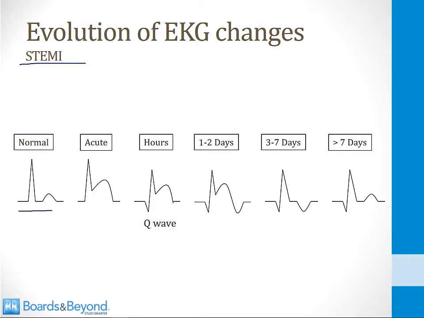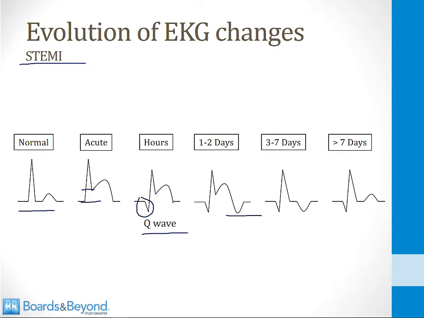So it begins as a normal looking ECG on the left. Acutely, the ST segment rises as shown here. That's what we talked about in the last slide. After a few hours, a Q wave will develop. Anytime you see a Q wave, that means there is an active or prior myocardial infarction in that portion of the heart. After about 2 days, the T wave inverts.